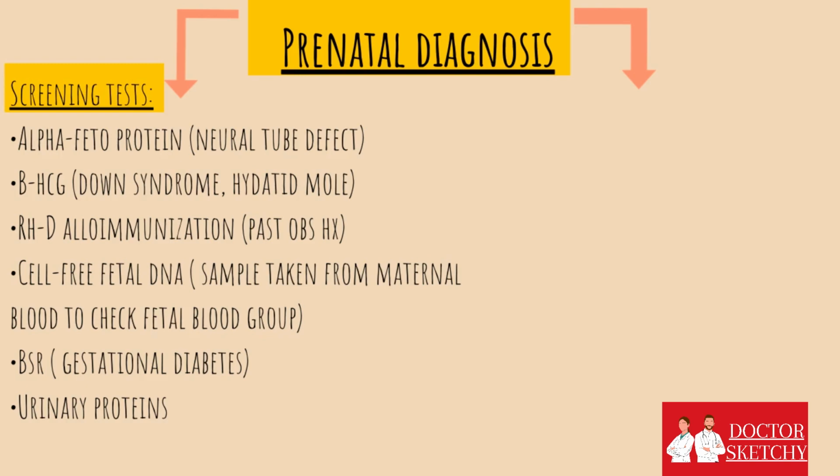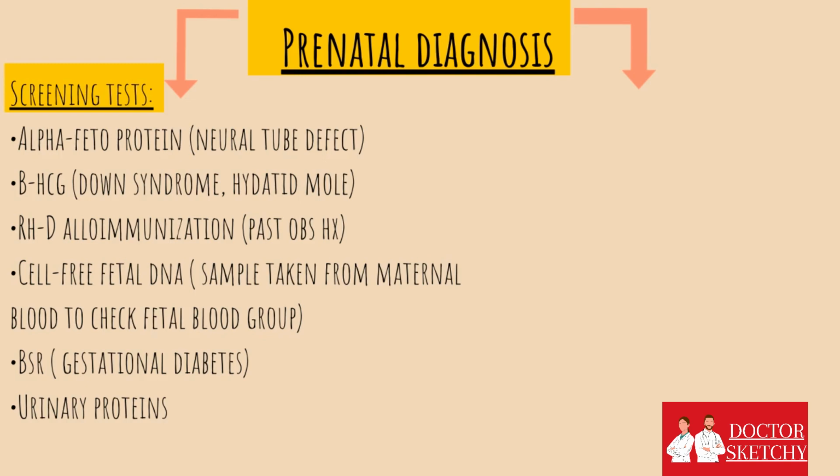It includes alpha fetoprotein. It is increased in the neural tube defects. B-HCG is increased in the Down syndrome and hydatidiform mole. Rhesus immunization is also checked as a screening test. There is also a screening test known as cell-free fetal DNA. In this, a sample is taken from the maternal blood to check the fetal blood group. It is usually done at 10 weeks, and it is done for the purpose of fetal sex determination and screening for the trisomy 21, 18, and 13.